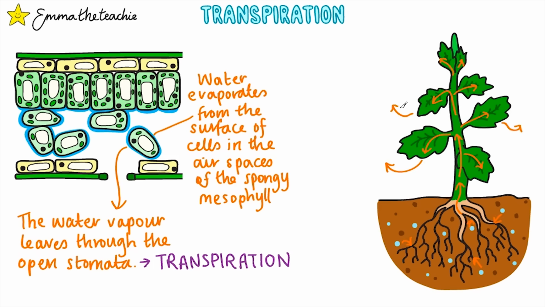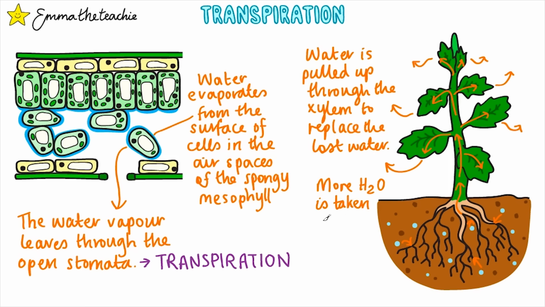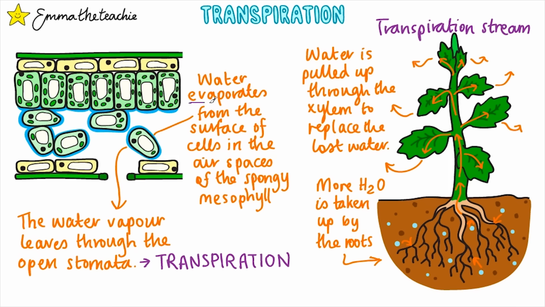The orange arrows show the path of water through the plant. Water is getting pulled up through the xylem, through the stem and the leaves, to replace the lost water. So more water will need to be taken up by the roots in the process of osmosis. This movement of water through the whole plant is referred to as the transpiration stream. It's important to remember that transpiration is driven by the evaporation of water in the leaves.